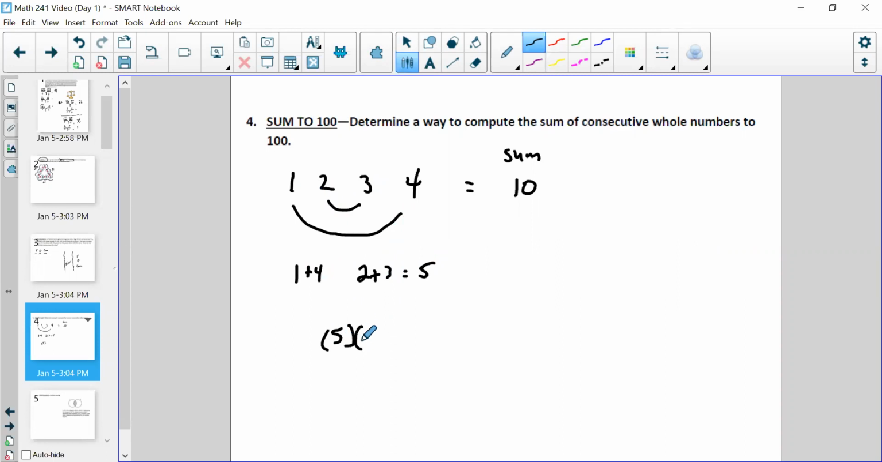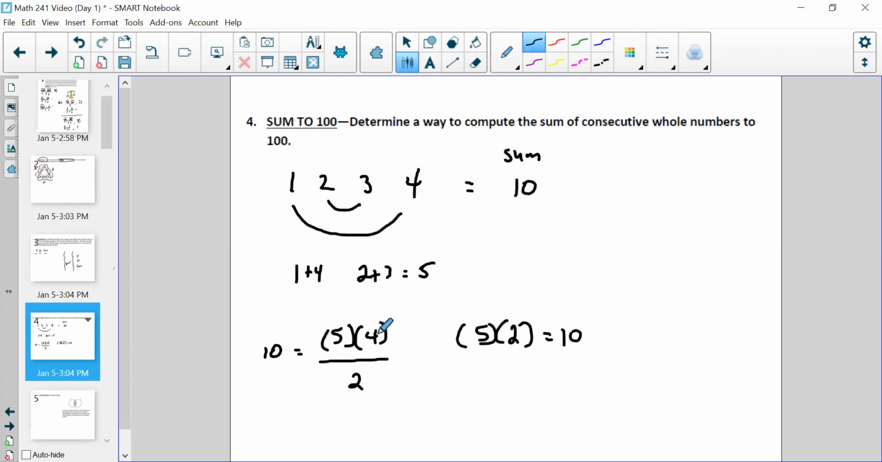Now, I also have 4 numbers, and in order to get 10, I would need to divide by 2, which would also allow me to think, well, if the sum of each of these pairs is 5, how many pairs do I have? Well, I actually have 2 pairs, and that still gets me 10. Okay, so again, if I had 4 numbers, I know the sum is 10.